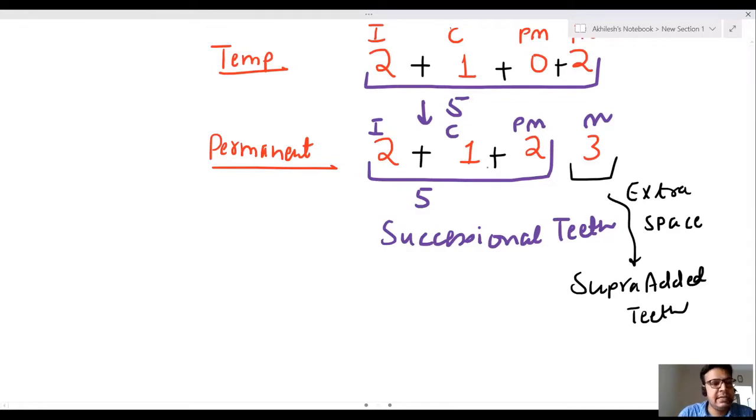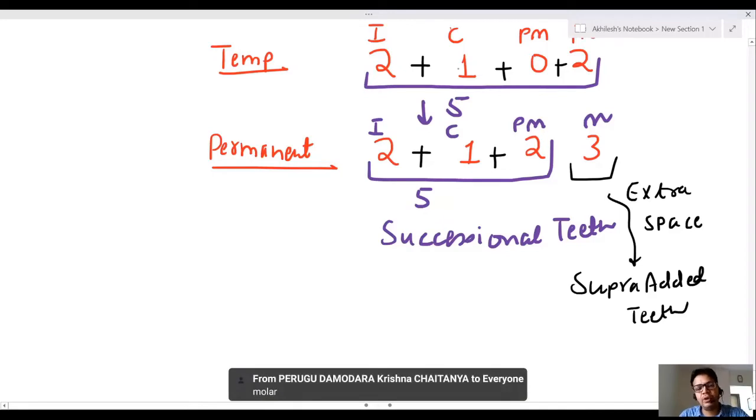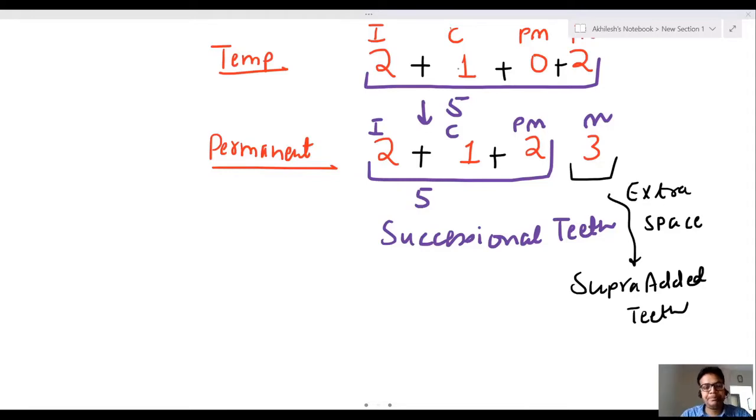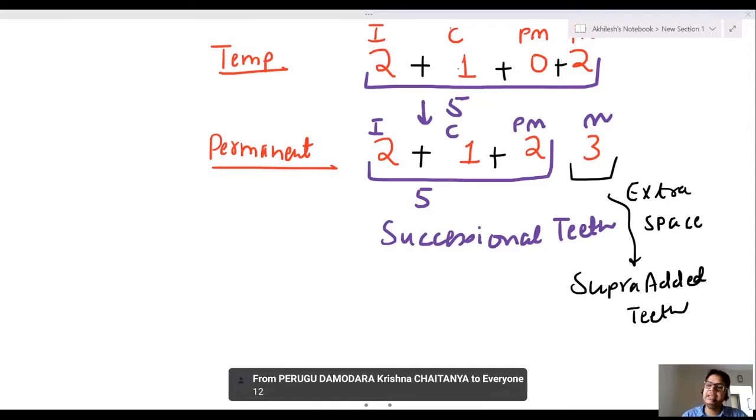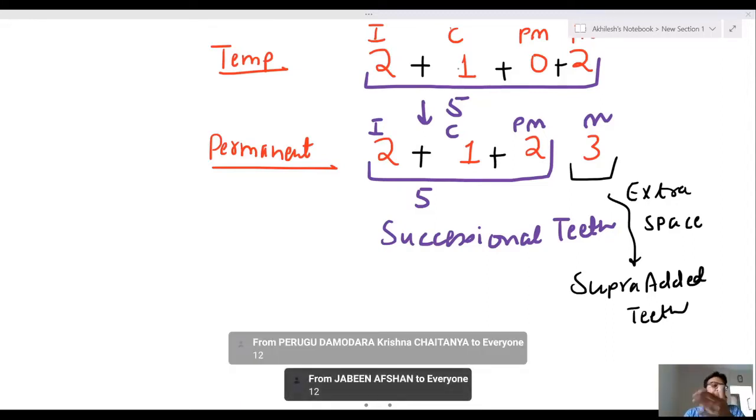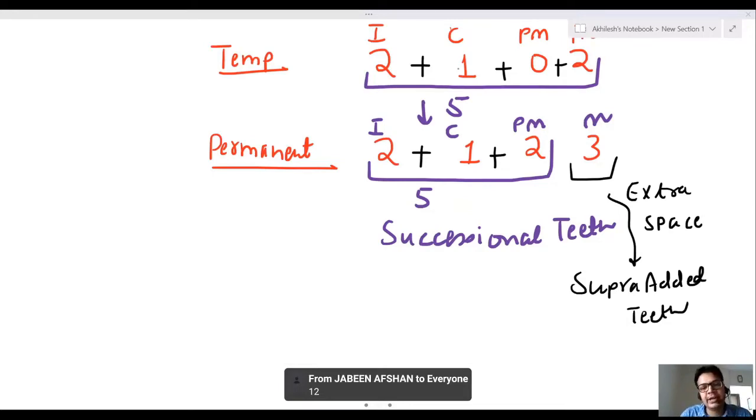Supra-added teeth are incisor, canine, molar, or premolar? Anyone? Supra-added teeth are molar. So how many supra-added teeth do you have in your mouth? Anyone? Yes, Damodaran, 12. 3, 3, 3, 3. How many supra-added teeth do you have?